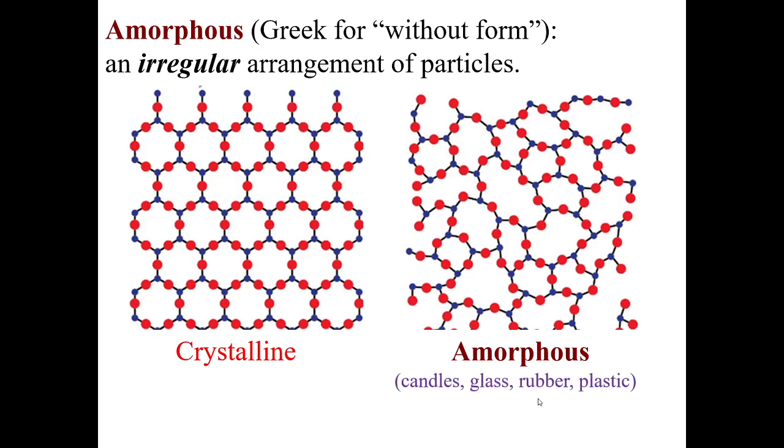So candles, glass, rubber, plastic. There's some examples right there. But yeah, none of these are elements. Glass is the closest thing to being straight up elemental. And it's silicon. I can't remember exactly what the formula for glass is.